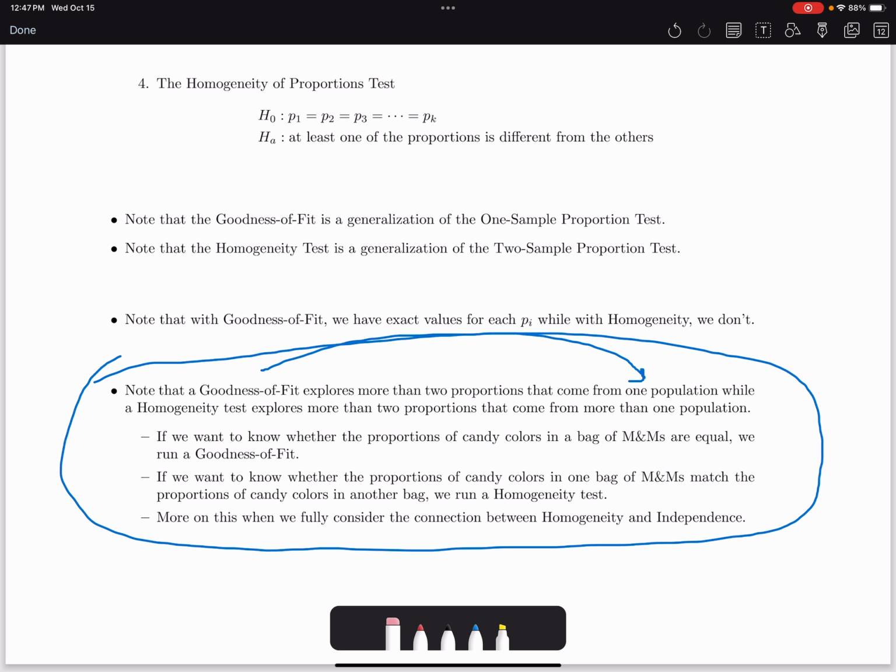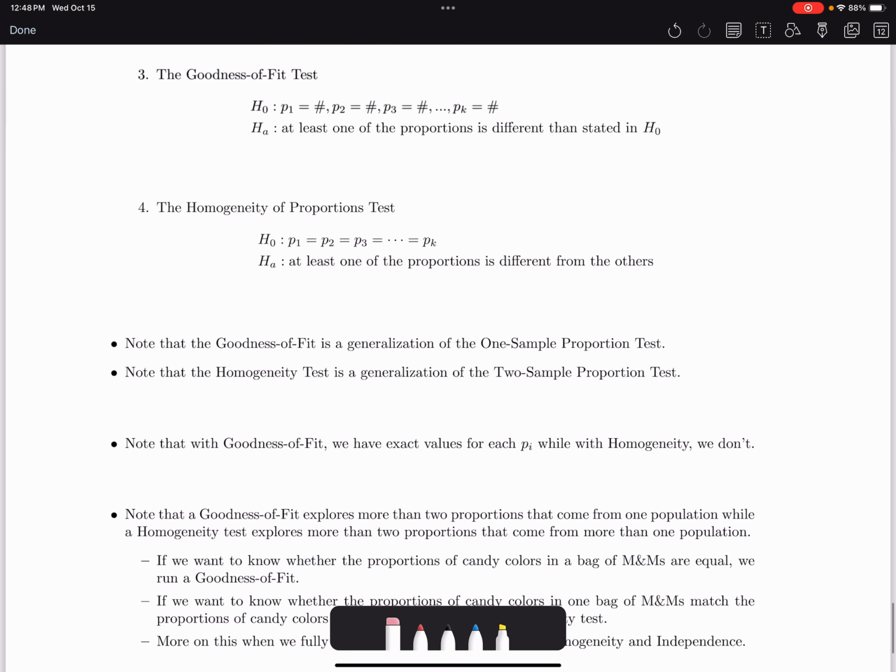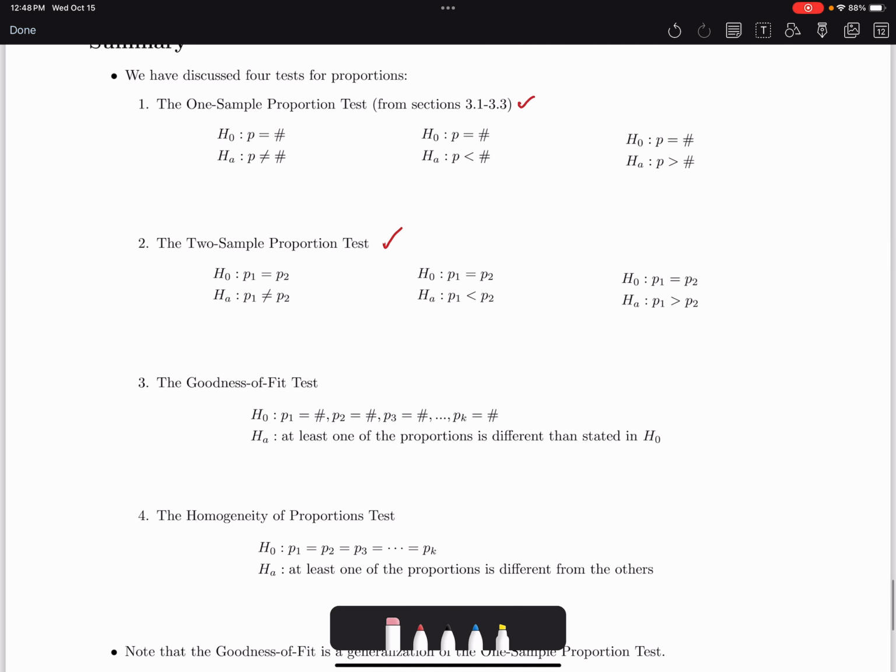So anyway, we'll consider this in a little more detail when we discuss fully the connection between homogeneity and independence in Unit 4. But for now, hopefully that's helpful when you're trying to decide which test to run in which scenario. So that'll do it for this section, and I will check in with you in the next one.